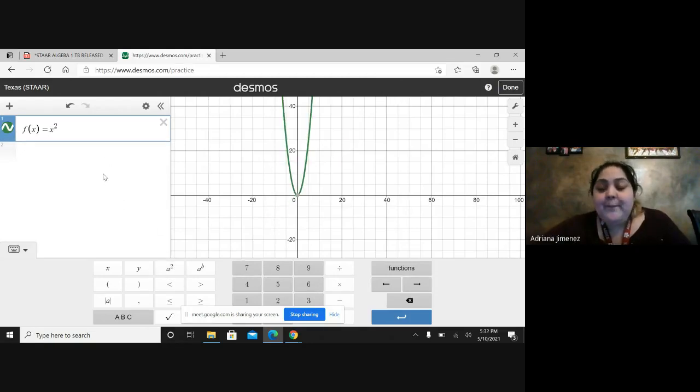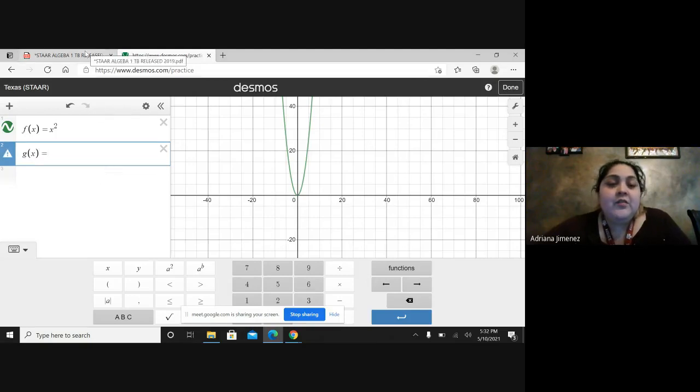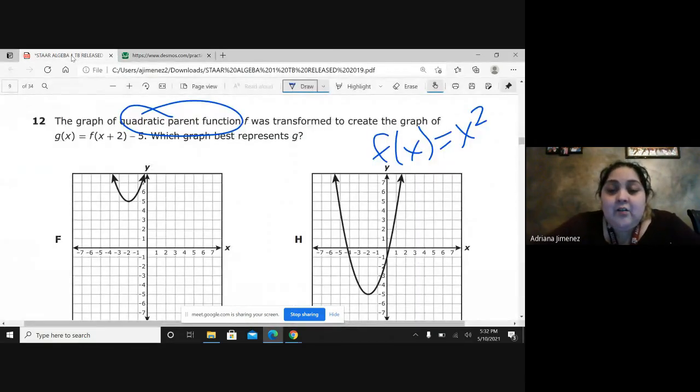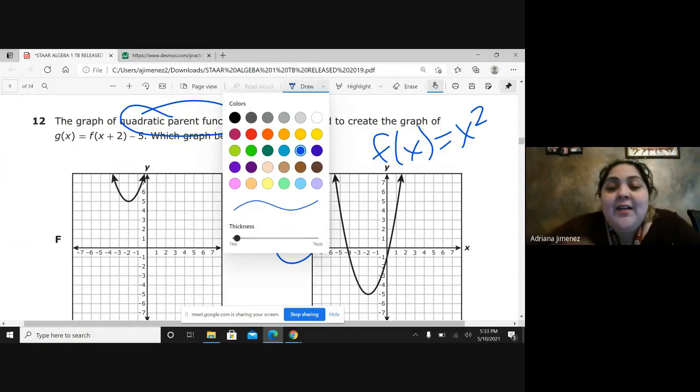Okay, there we go. This one would be g of x equals f of x plus 2 minus 5. Okay, so you're looking for the picture that looks like the purple one. Okay, all right, so the one that looks like the purple one was h. That's all we did. All right, but let's say, and I'm going to change color, let's say that you guys forgot that part. You forgot that, hey, the parent function is x squared.